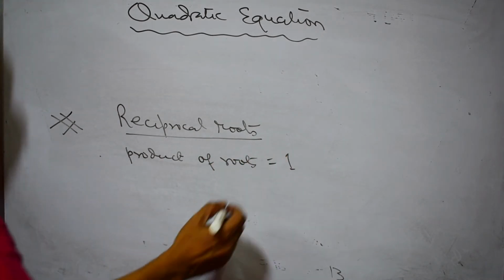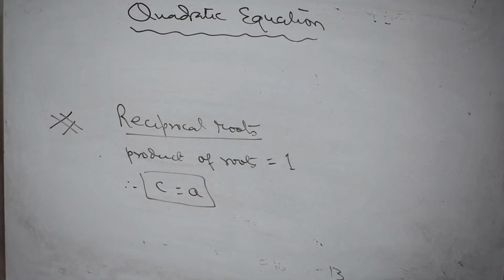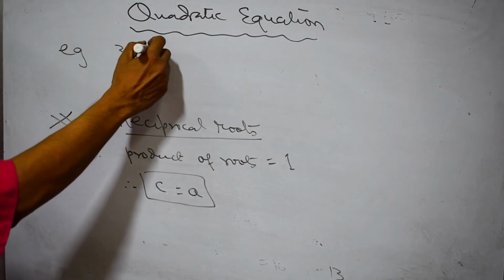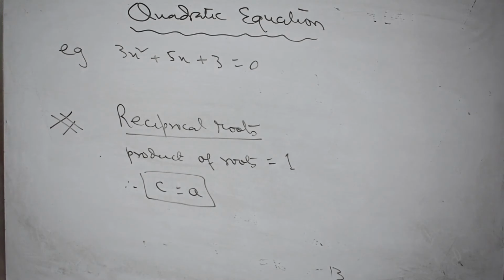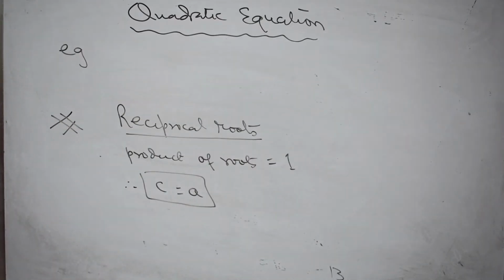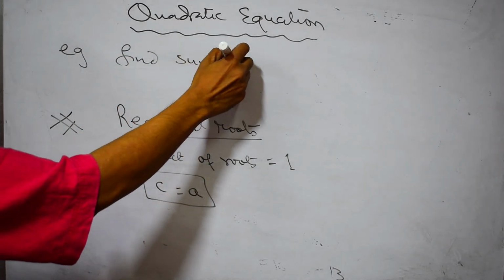The product is c by a, so we can say c must be equal to a. That means in the case of an equation whose first number, that is a in ax square, and the last number, that is c, are equal, then the roots are reciprocal. If I say an equation 3x square plus anything 5x plus 3, then in this case c and a are equal, so the roots must be reciprocal. If I solve and find one root, then the other one will be the reciprocal.